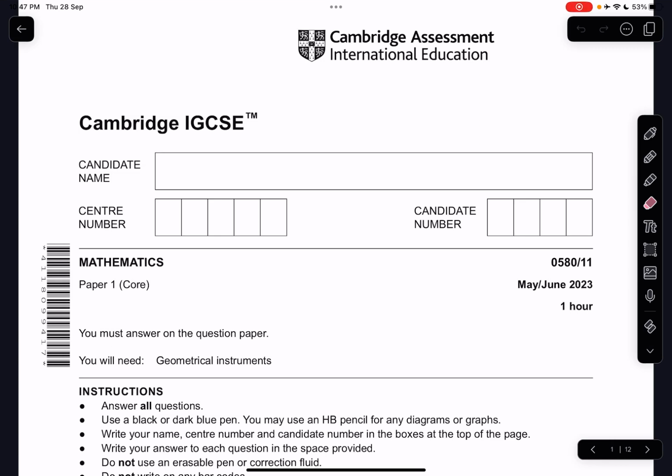Alright, okay, I'll be working on this IGCSE paper. This is paper 1 Mathematics 0580 May June 2023. Okay, so this is paper 1. So let's move on to question number 1.